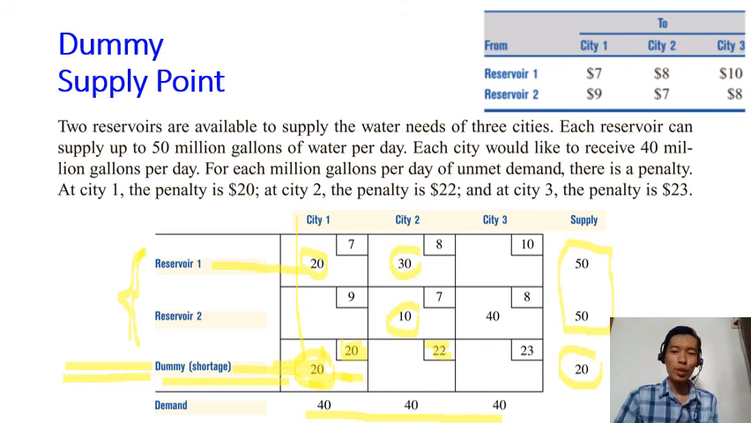Okay, so to summarize what we have been talking about in this video, if you have less demand, then you can just add the dummy point. If you have less supply than the demand, then you just add the dummy supply point. And why we need to make the problem balance, because the balanced transportation problem is easier to solve.